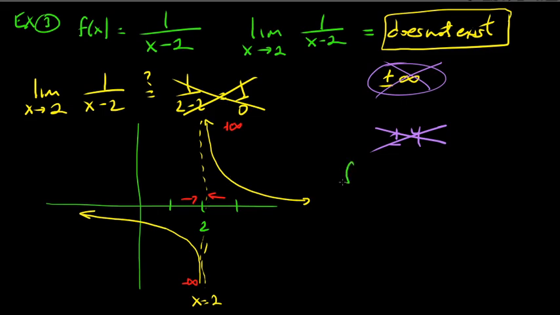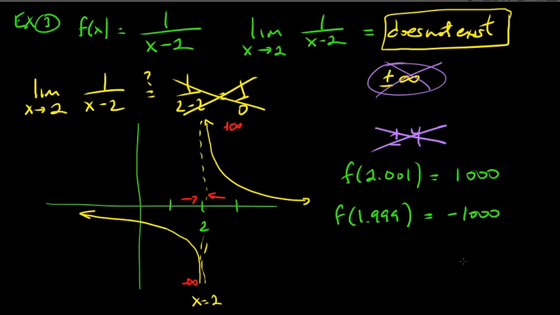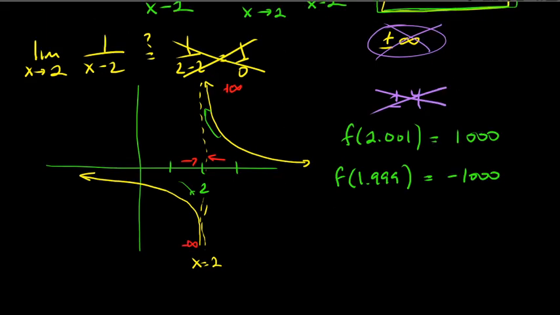When you plug in a number close to 2, but bigger than 2, you get a very big number. I think something like 1,000, right? Yeah, I think so. But when you plug in a number less than 2, right, then you get negative 1,000, which is big, but it's negative, right? So on the right side, you're going to positive infinity. On the left side, you're going to negative infinity. So you don't say the limit is infinity. You don't say it's negative infinity. You give up, and you just say it does not exist. Okay? All right, good.